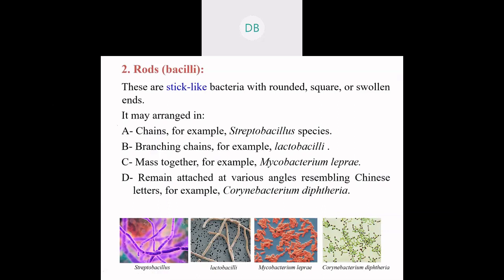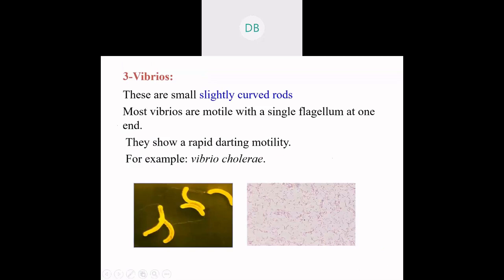Next is the bacilli, which are stick-like or rod-like structures. They come in chains, or in branches, or they mass together, or they form structures similar to Chinese letters. So by observing what type of structure they form under the microscope, you can identify which type of bacteria you have isolated in the pure culture.